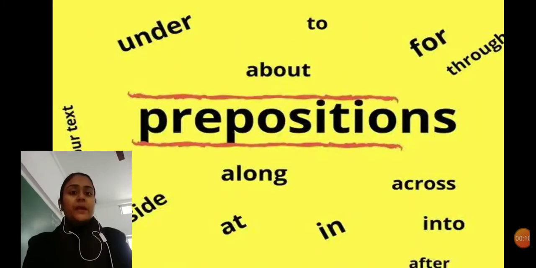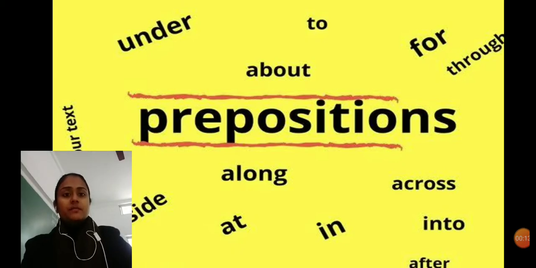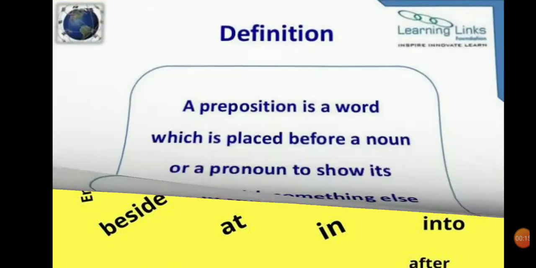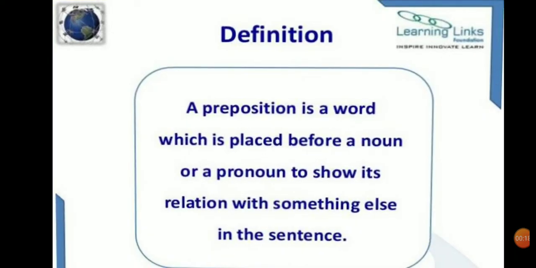So let's start the chapter with the definition of preposition. A preposition is a word which is placed before a noun or a pronoun to show its relation with something else in the sentence. Or you can say that a preposition shows a noun or pronoun in relation to place, time, moment, position, agency, manner, and so on. So we will talk about one by one its types and the use of the preposition in sentences.